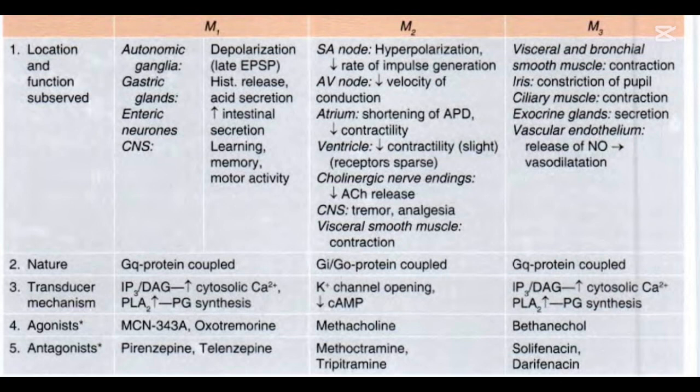Now, what are the agonists here? What promotes or activates the M2 receptor? The first thing that activates the M2 receptor is methacholine. So methacholine is also a direct cholinergic agonist, same thing with bethanechol. And what is the inhibitor here? The inhibitor here is tropicamide. You can call it tropicamide, or you can also use methoctramine. Don't forget, either can be used to inhibit the M2 receptor, while methacholine can be used to activate the M2 receptor.